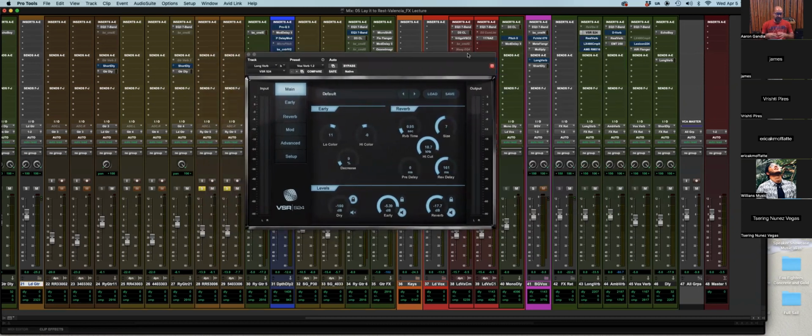And then the last thing is reverb time, or reverb decay, which is what everybody tends to play around with: how long is that decay going to be. William, did you have a question or a comment?